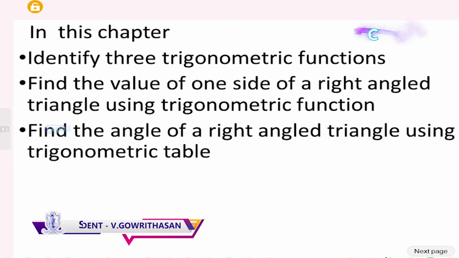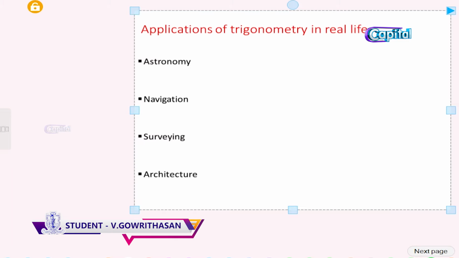Next, find the angle of a right angle triangle using the trigonometric table. Real-time applications of trigonometry: trigonometry is applicable in many instances. For instance, astronomy, navigation, surveying and architecture.